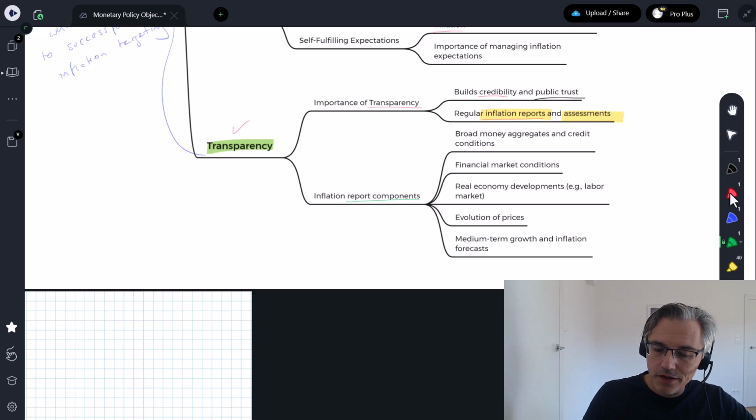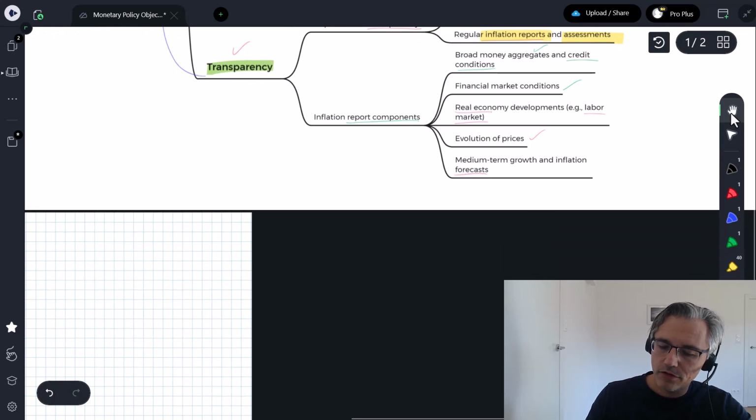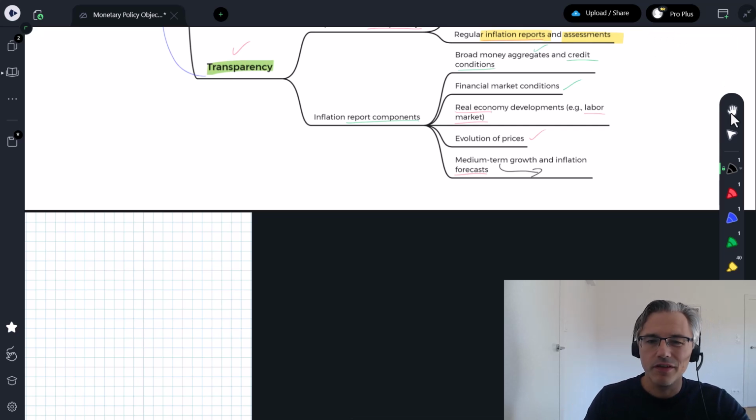measures of money. So, the supply of money measures, aggregate money measures, credit conditions measures, some overview of financial market conditions, an assessment of what's going on in the real economy, especially, for example, in the labor market, what's happening to prices, so it's what's actually happening to inflation. And it will also have forecasts for inflation, typically medium-term forecasts, and such medium-term forecasts would typically be for something like a 2-year horizon, e.g. 2 years.